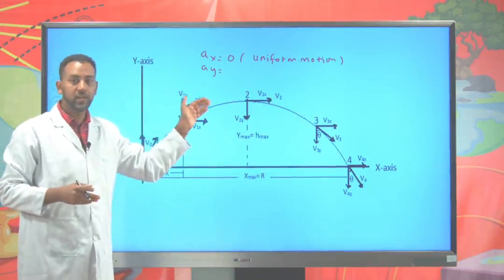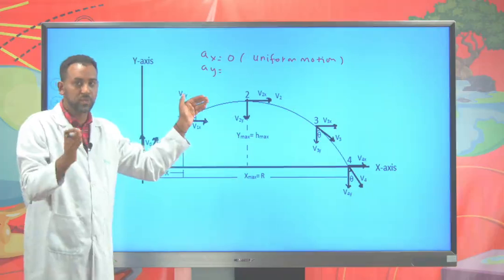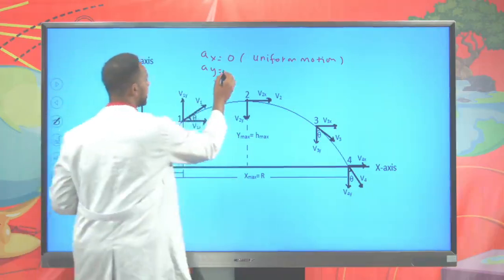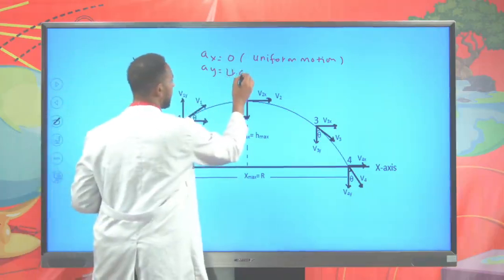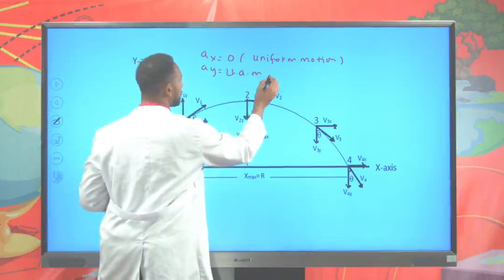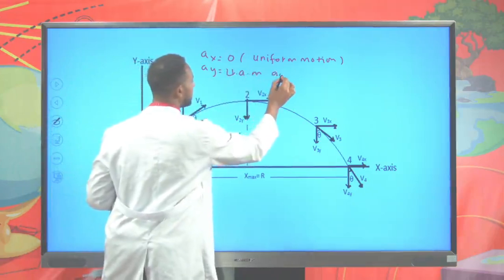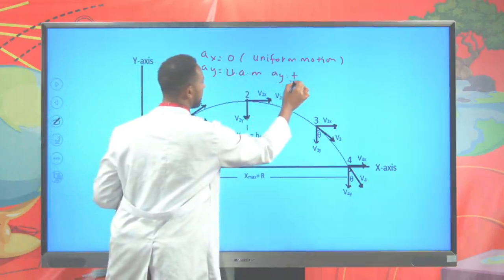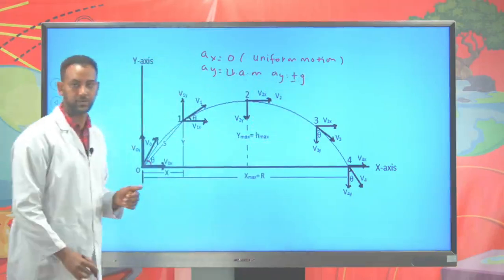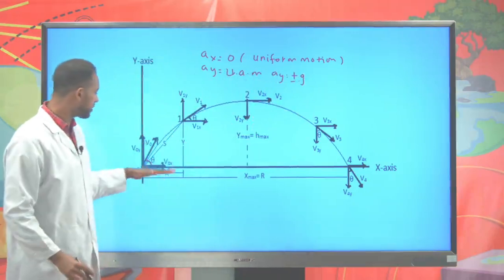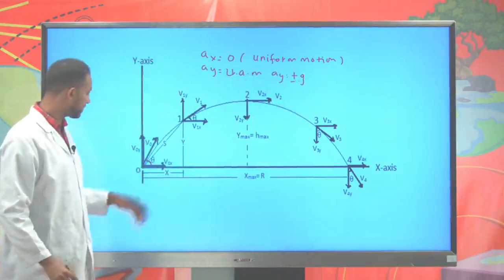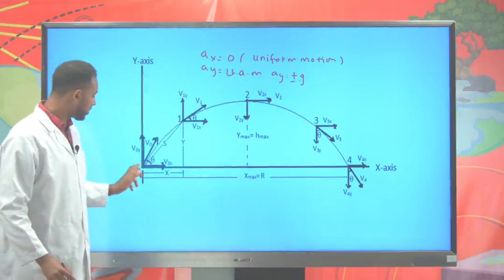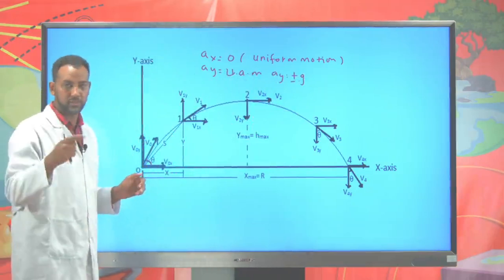But the vertical component of a projectile motion is uniformly accelerated motion. So the acceleration due to gravity is used instead of a along the y-axis. So we can use gravity. So we have the horizontal and the vertical component. To understand this concept, let's look at some common points.